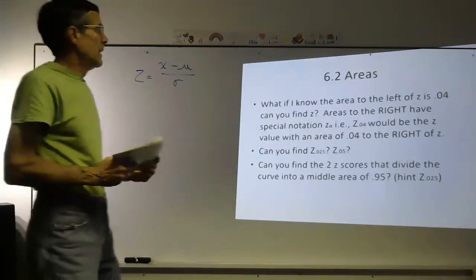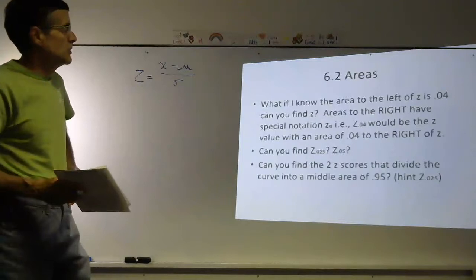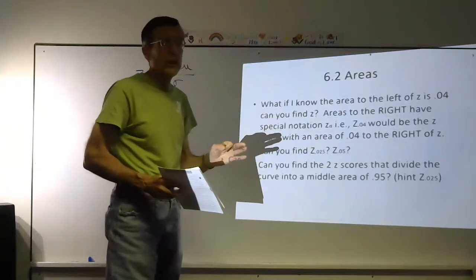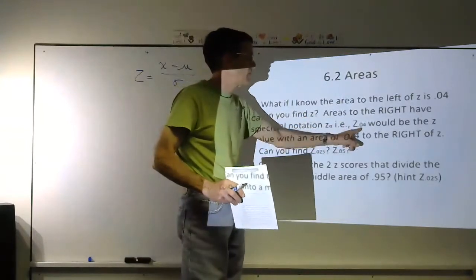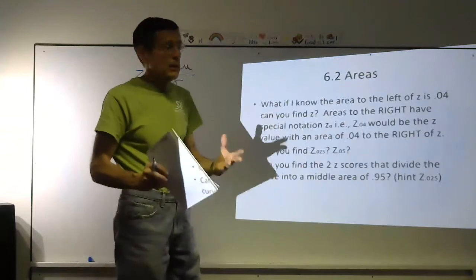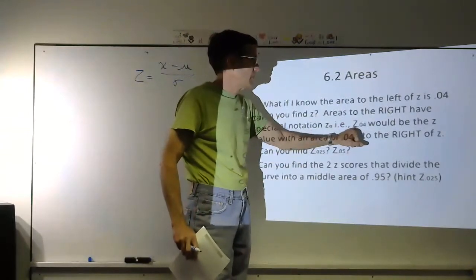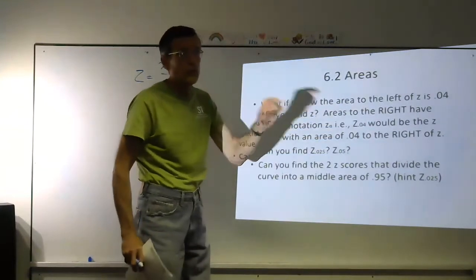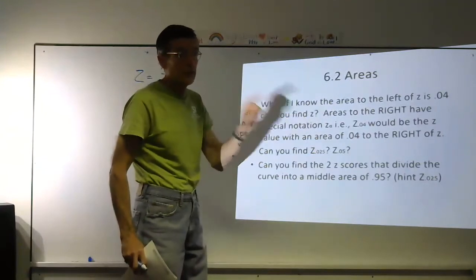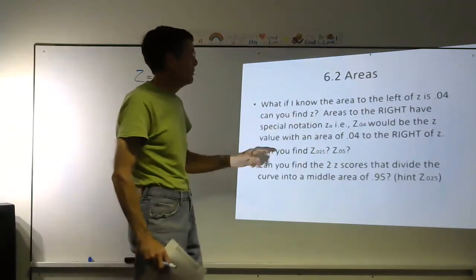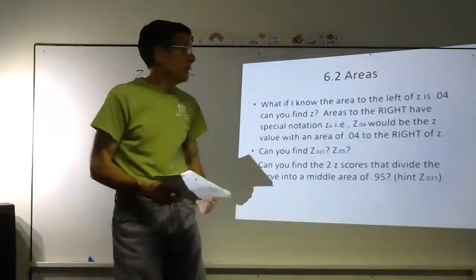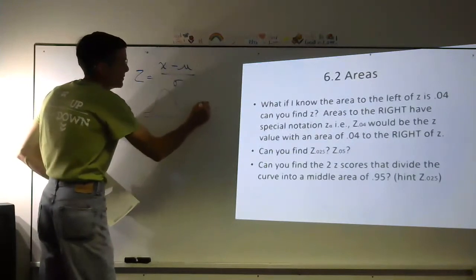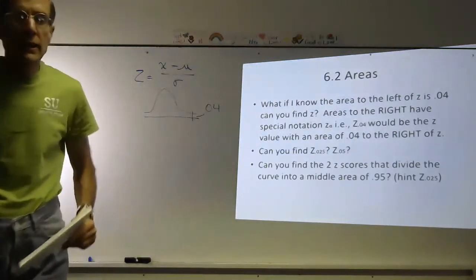Okay. Now, areas to the right have a special notation. Z sub alpha. Z sub alpha is the area to the right. All right? So if I say Z sub 0.04, this means the Z value with an area of 0.04, but it's to the right. Okay? Can you find Z sub 0.04? Now, Z sub 0.04 is way over here where this area is 0.04. Can we all see that?